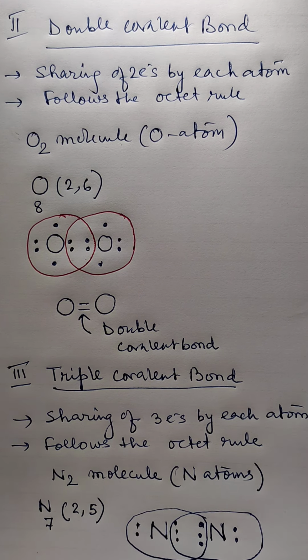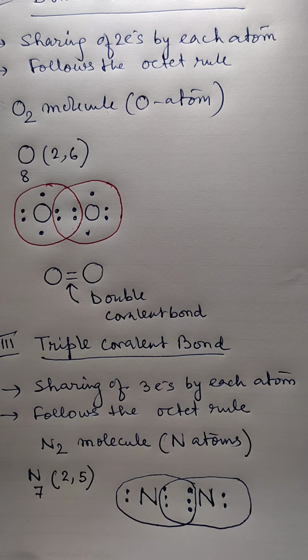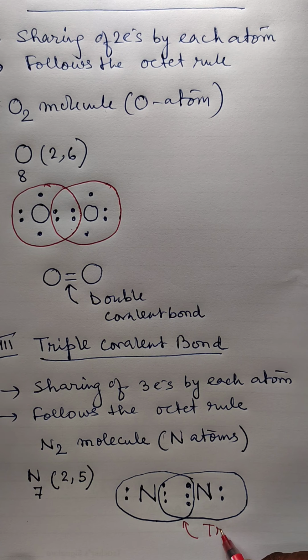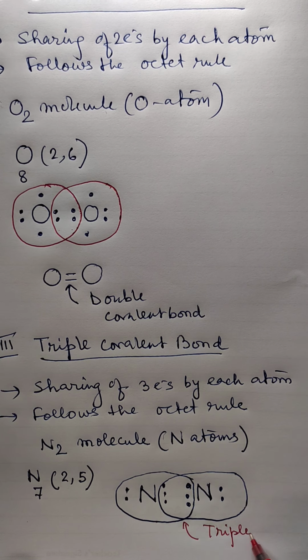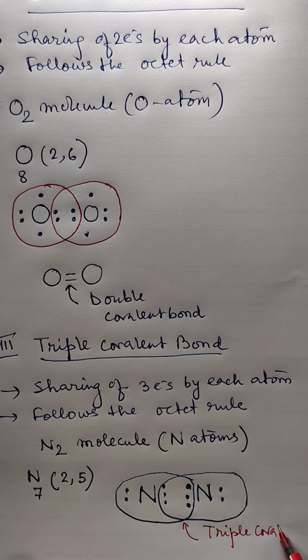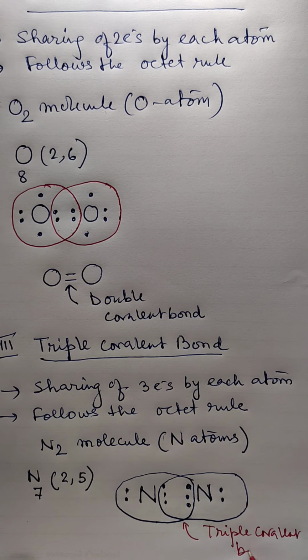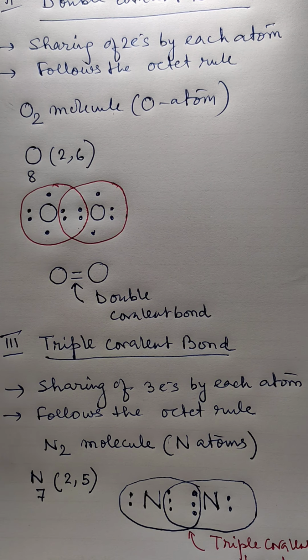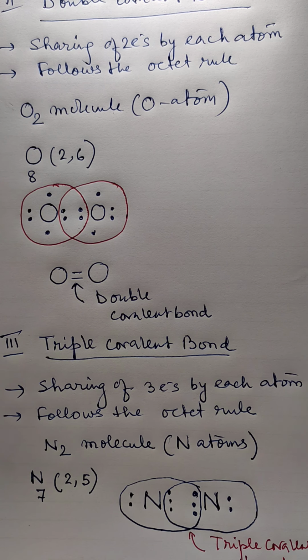So it forms what is called a triple covalent bond. Why is it a triple covalent bond? Because in this we could see there is the sharing of 3 pairs, or 6 electrons. So it is an example of a triple covalent bond. Is this part now clear?